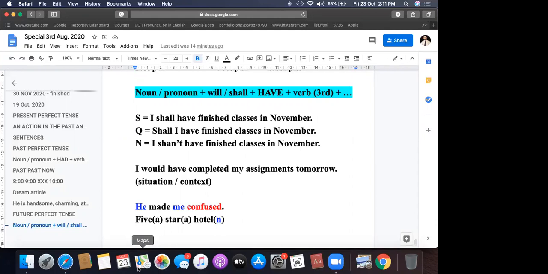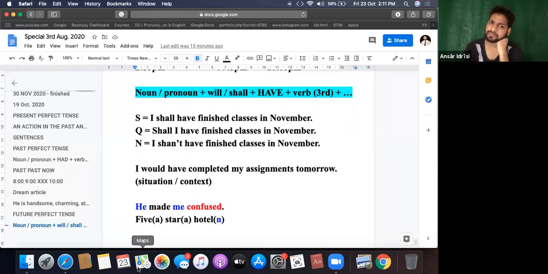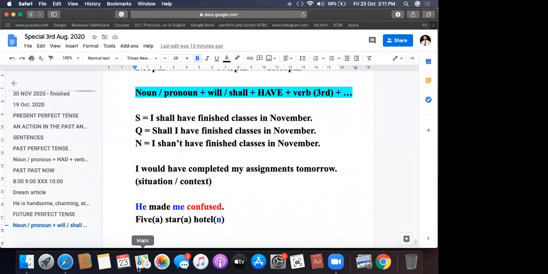Very good. Next. She will have passed the exam. Will she have passed the exam? She won't have passed the exam. Very good. Next. He will have built the building. Will he have built the building? He won't have built the building. Next.